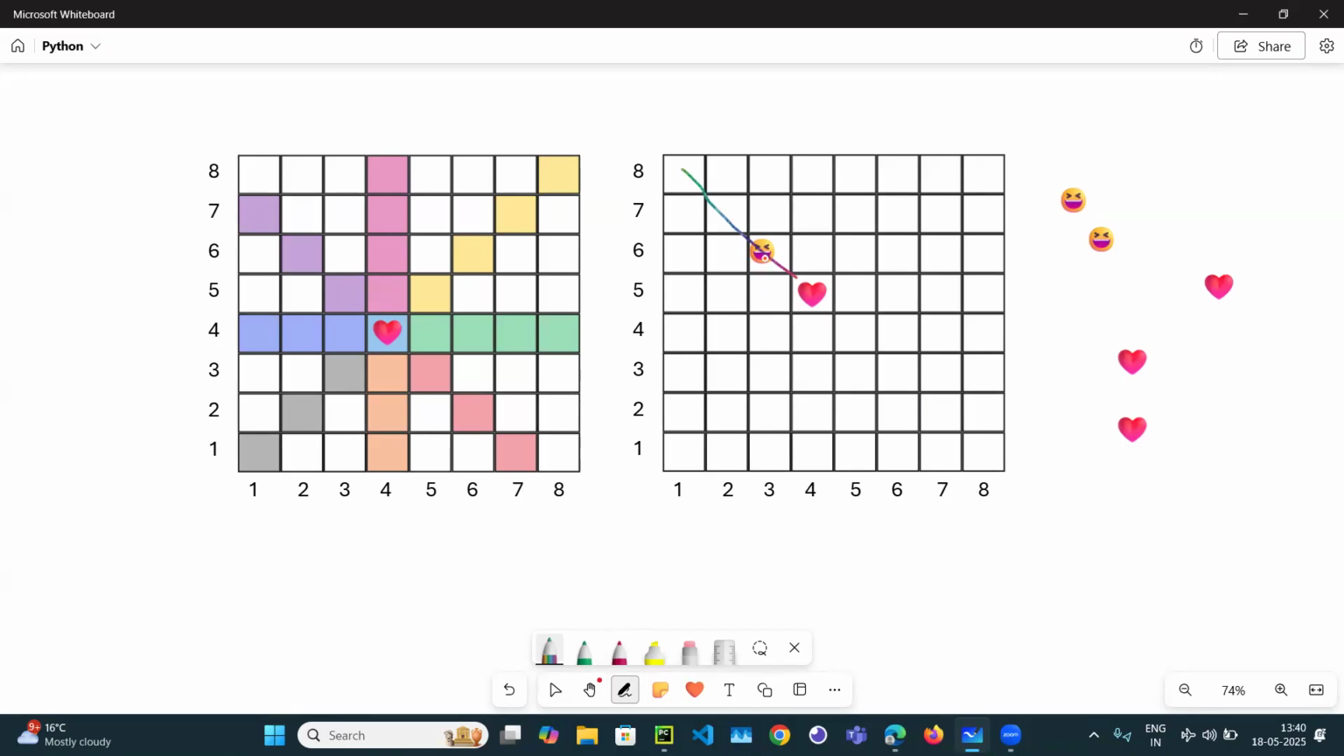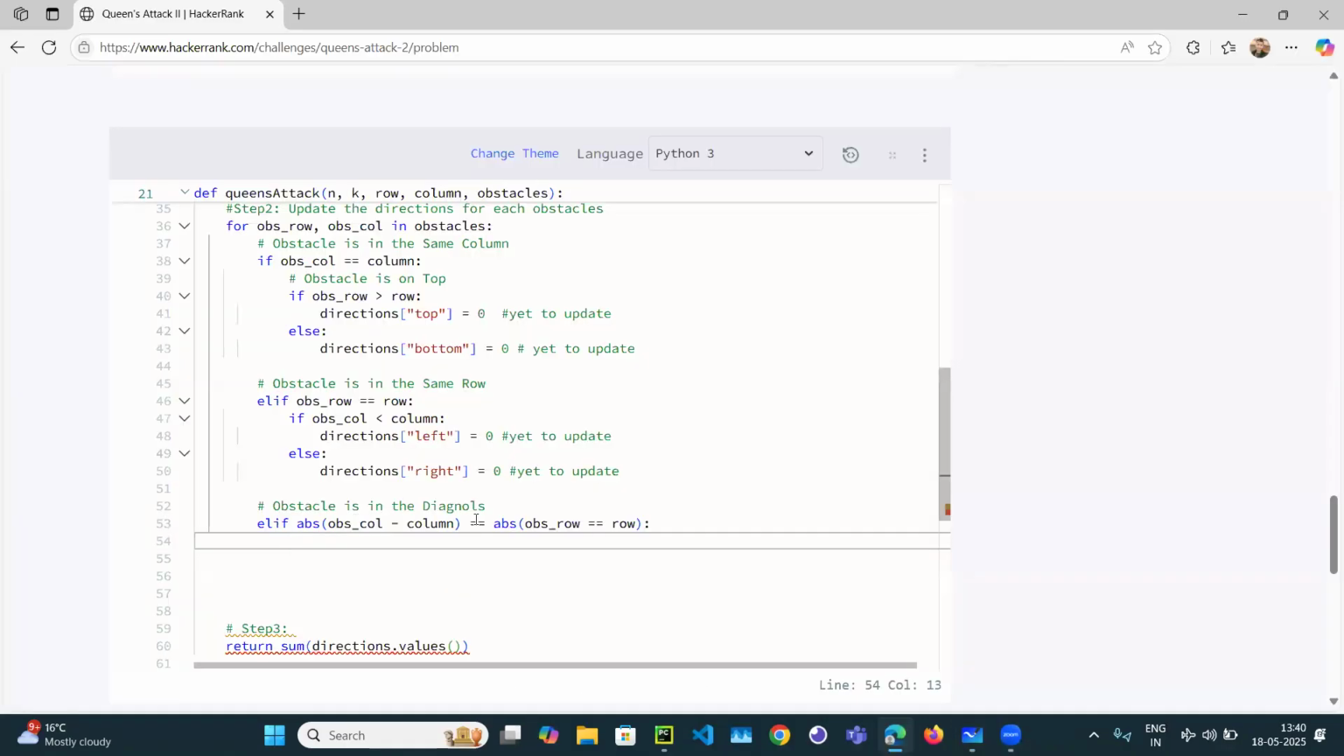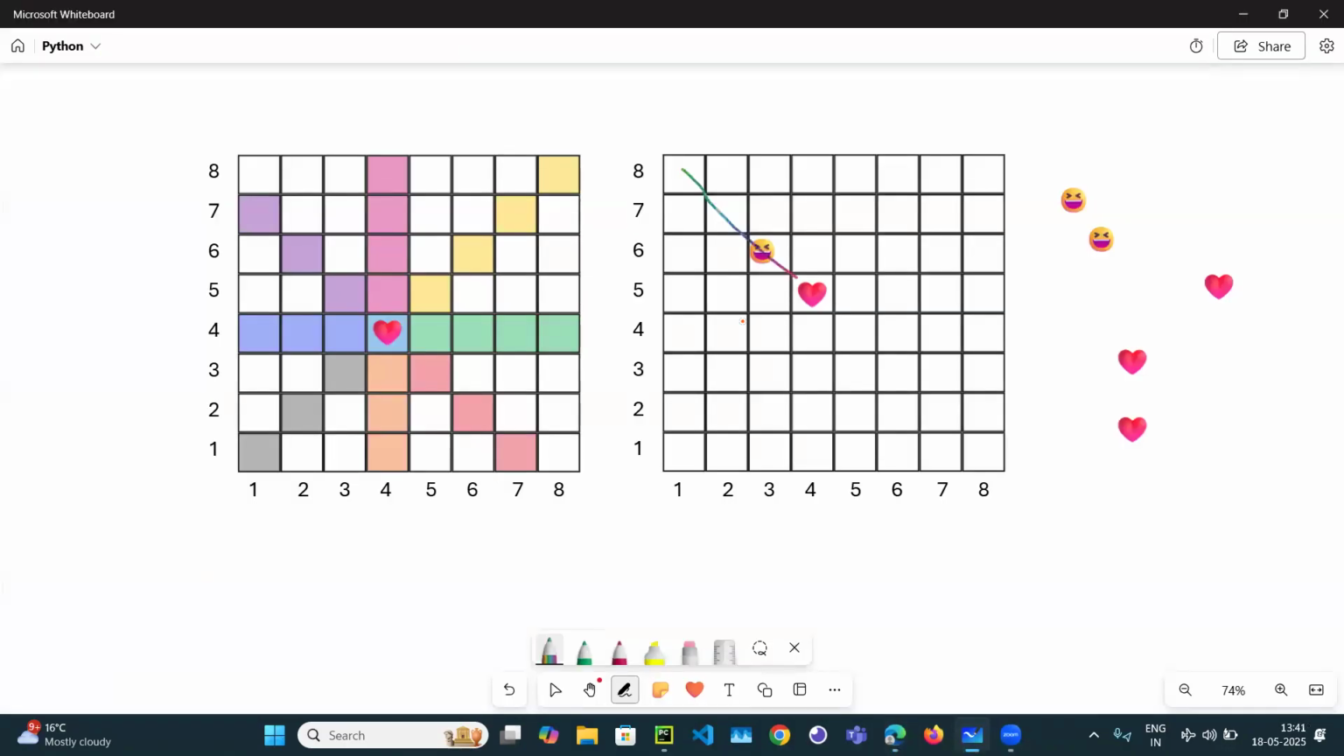Okay, how you are going to know? Now you know there is an obstacle in the diagonal, but whether that obstacle is in the top left, top right, bottom left, or bottom right. Okay, so now let's place the obstacle here, top left, right? But how you know whether it's in the top left, right?